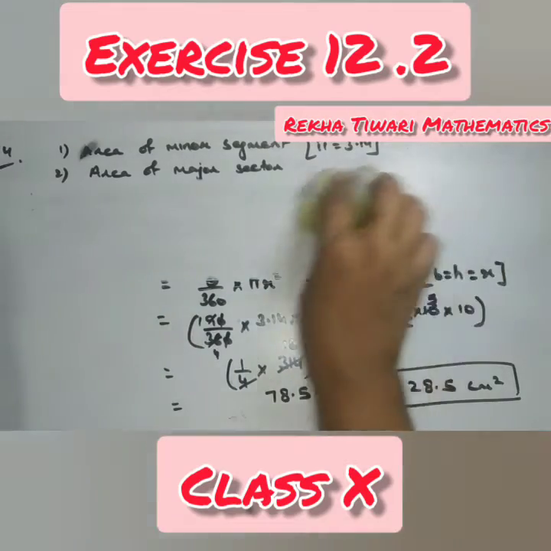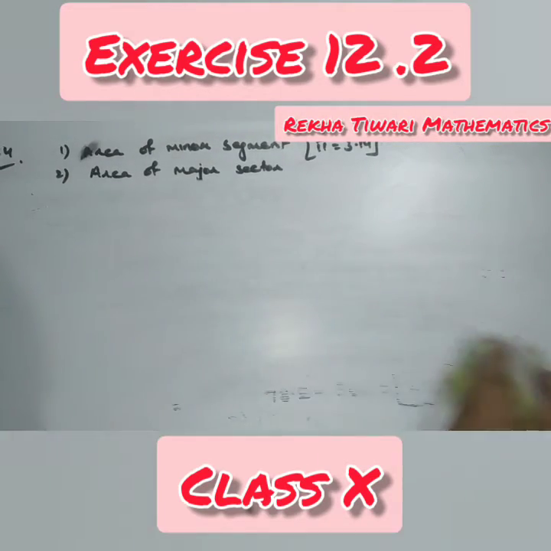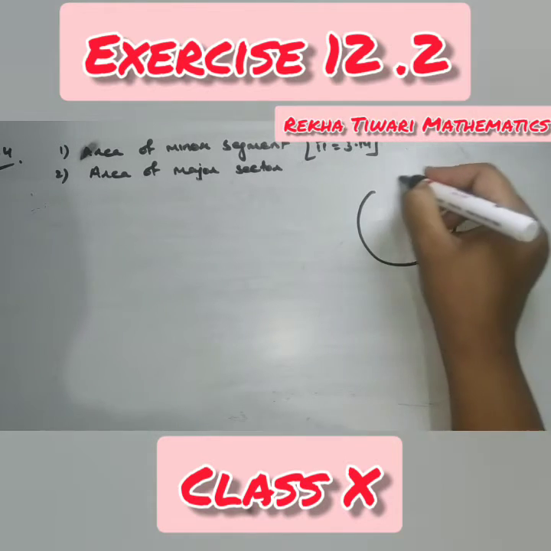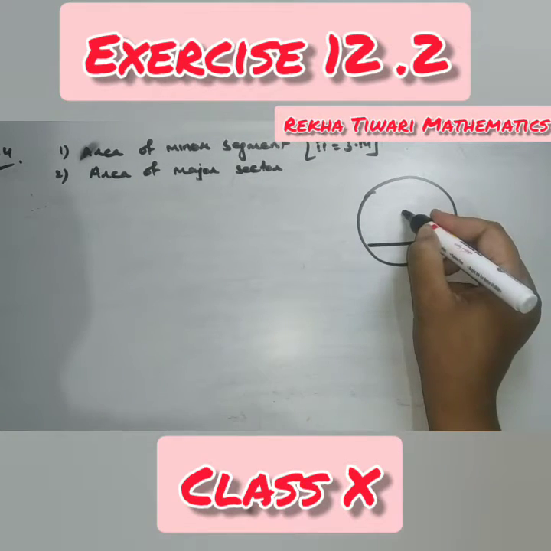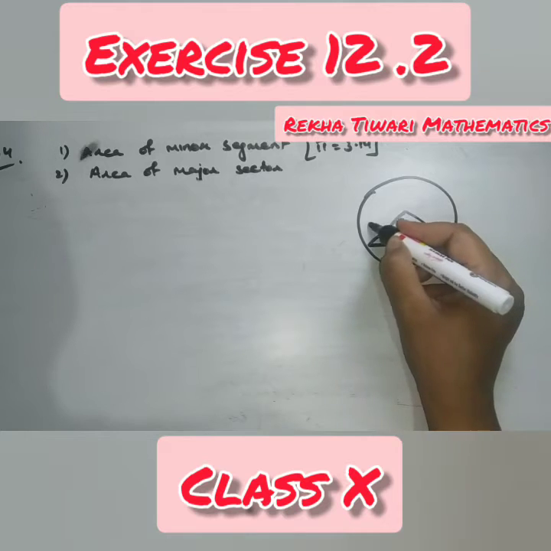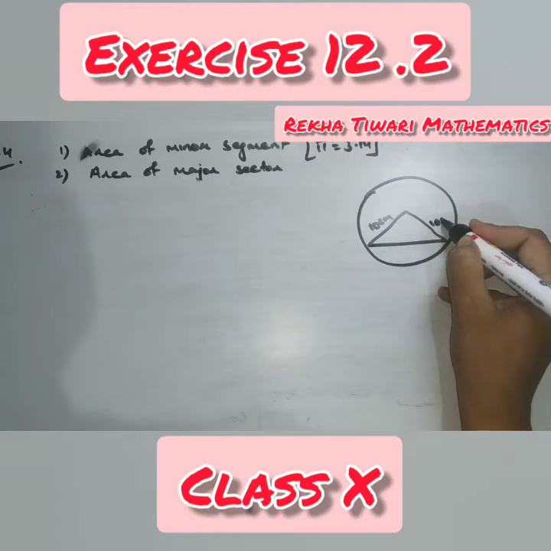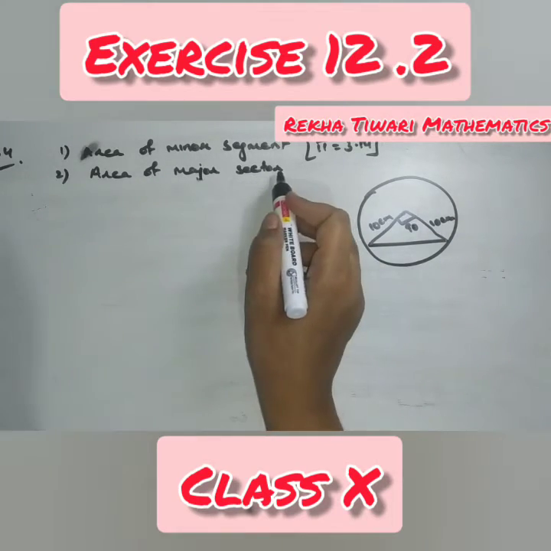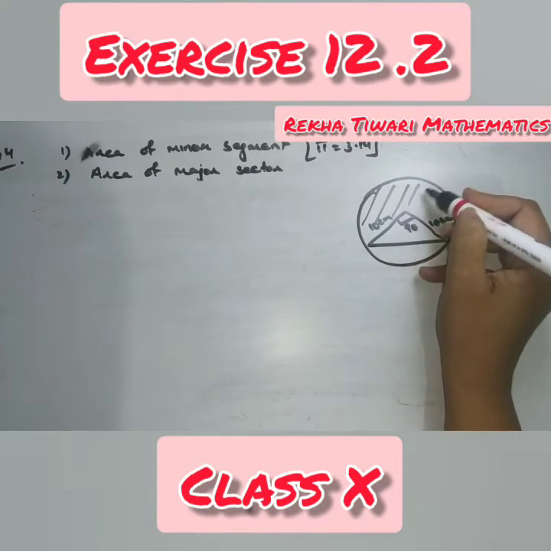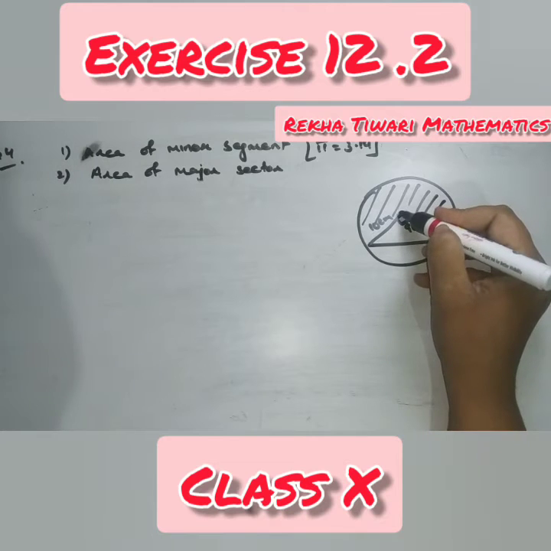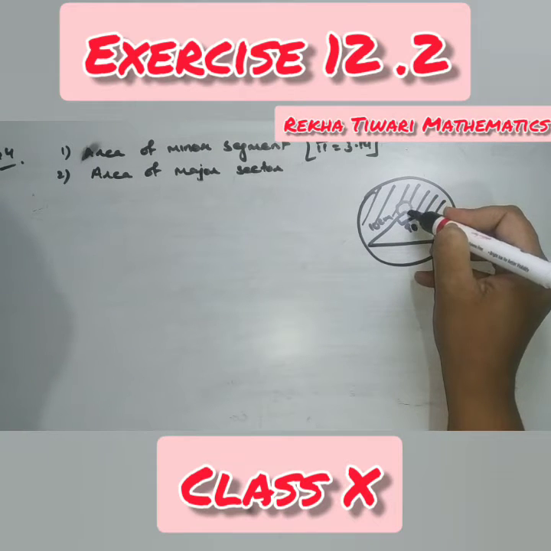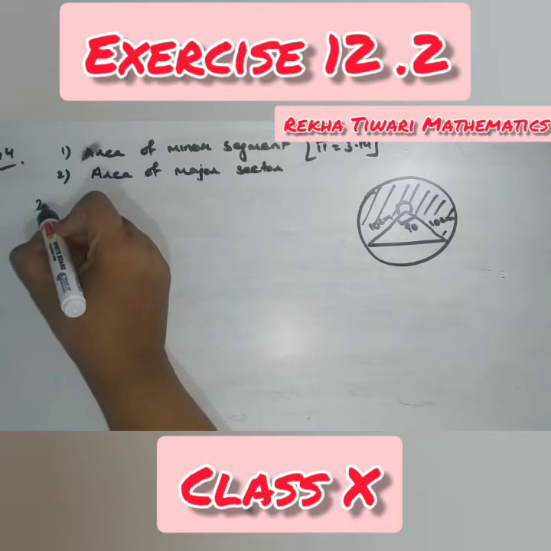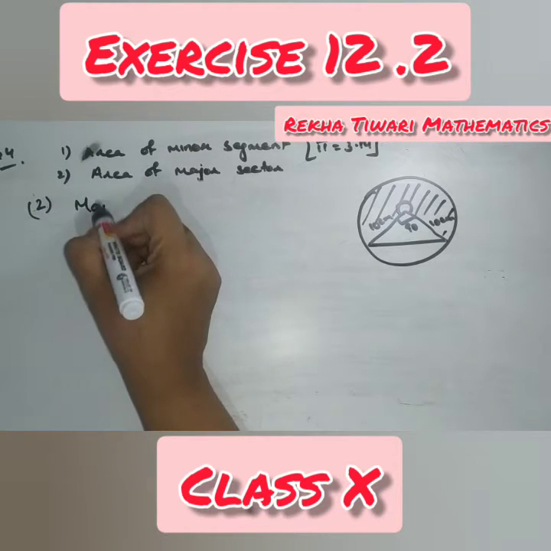See, area of major sector now. So let me draw the figure again. This is the circle, chord, radius, this is 10 centimeter, this is 10 centimeter, theta is 90 given to you. You have to find out area of major sector, means this sector is required. So for this sector we have to find out the major angle also. Okay. So second part, major angle.